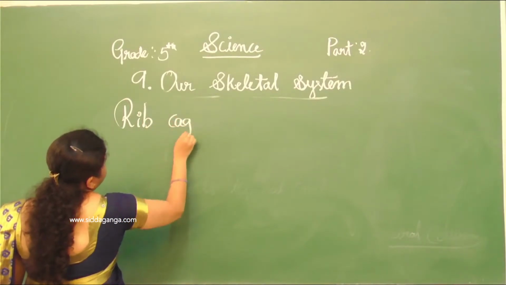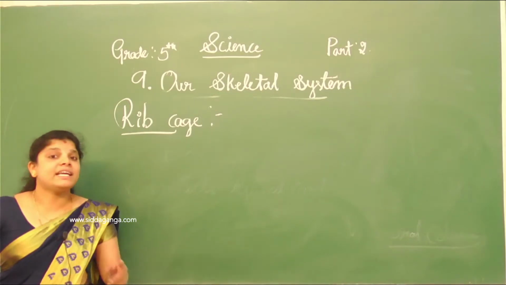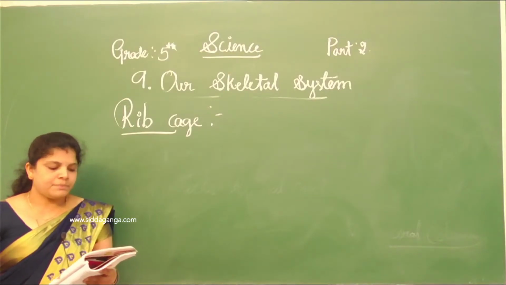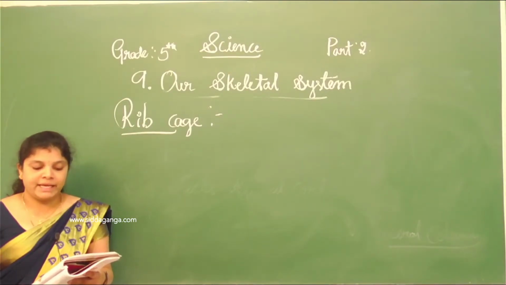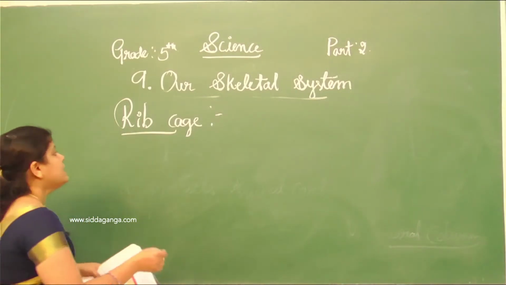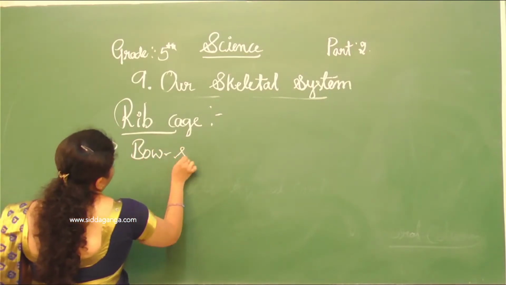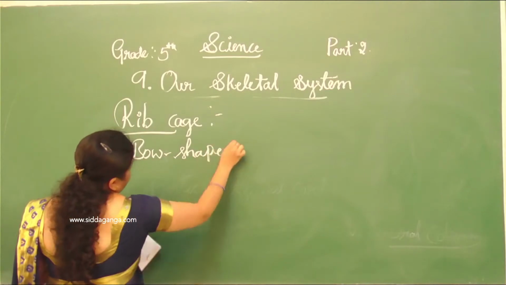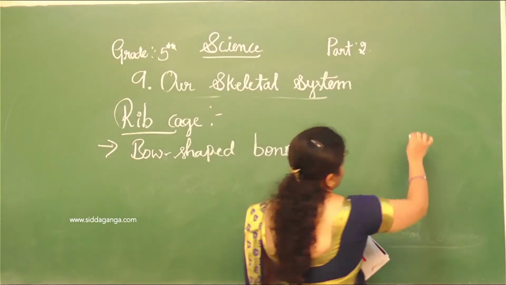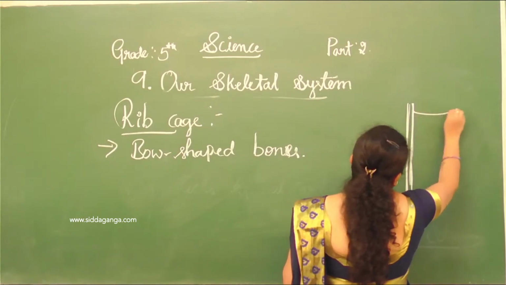Rib cage. So ide gudu anta heli kertivi. Cage means what? Gudu. The ribs are bow-shaped bones that make a cage around the chest, called the rib cage. Normally this rib cage is bow-shaped. So normally rib cage ಅಲ್ಲಿ ಏನಾಗಿದೆ bone shaped. Bow ಅಂದ್ರೆ so bow shaped bones ಇದೆ.